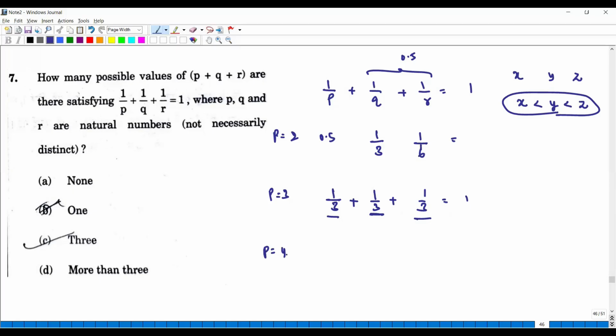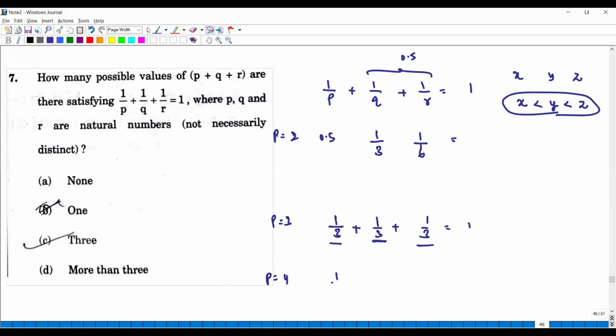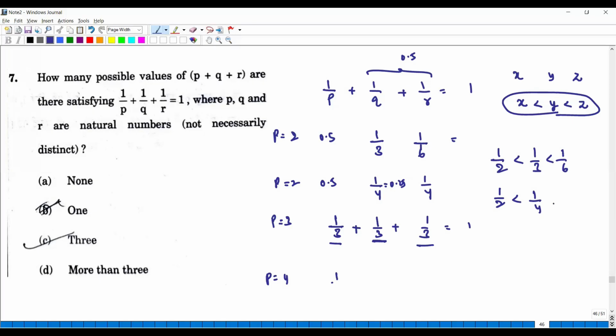P equal to 4. For 0.2, 1 by 3 you put, that's fine. For P equal to 2, you put 1 by 2, and 1 by 4 also you do it. 1 by 4 is 0.25. So the triples are 1 by 2, 1 by 3, 1 by 6. See, it is less, less than or equal it should be. Then you try 1 by 4, 1 by 4. So 1 by 2, 1 by 3, 1 by 6, and 1 by 2, 1 by 4, 1 by 4. The sum is 1.